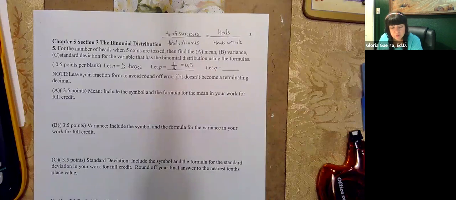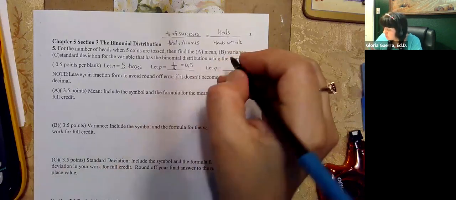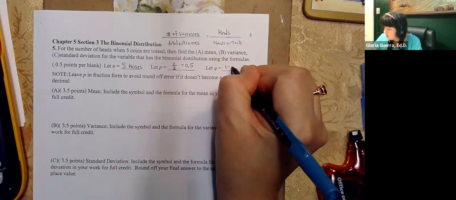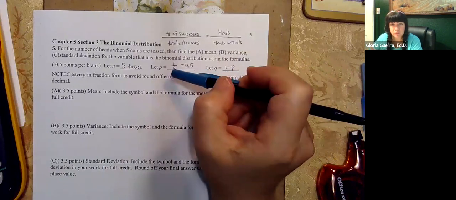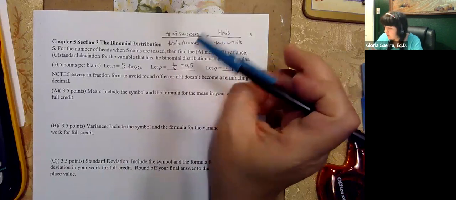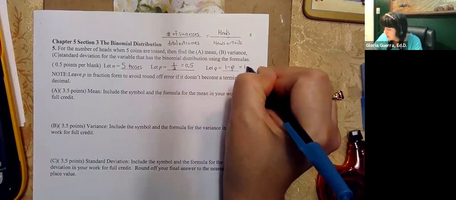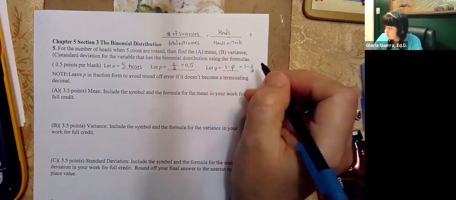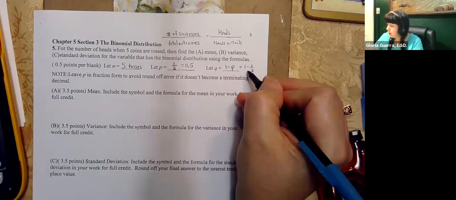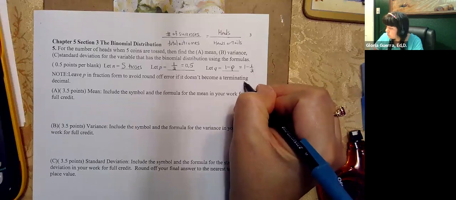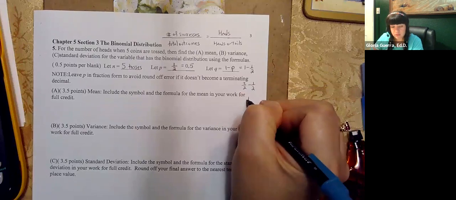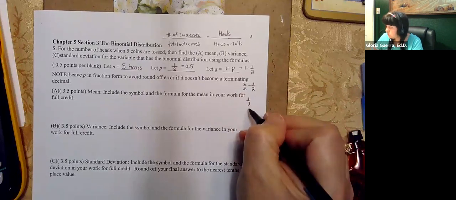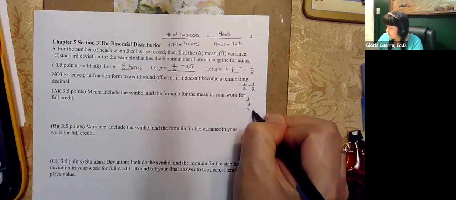And I have a note here that because you have to find q, you have to remember q is, by definition, 1 minus p. Sometimes people forget that, so then they don't know how to calculate q because they forgot the formula, but it's 1 minus p. In this case, it's 1 minus 1/2. So you either make this a common denominator, 2 over 2 minus 1/2, which would give you 1/2, which is also 0.5.